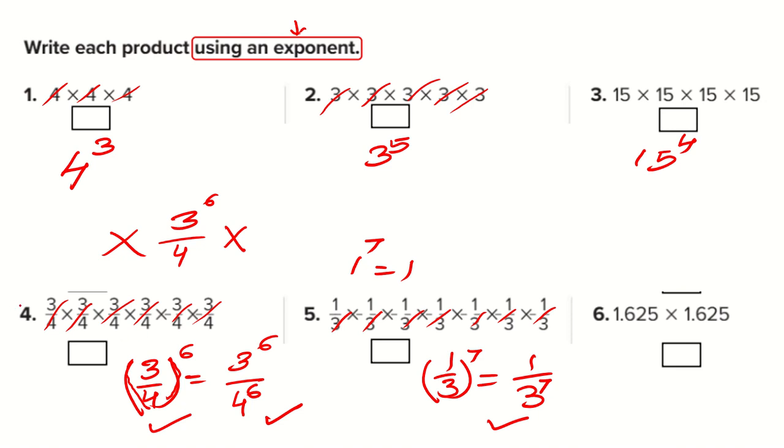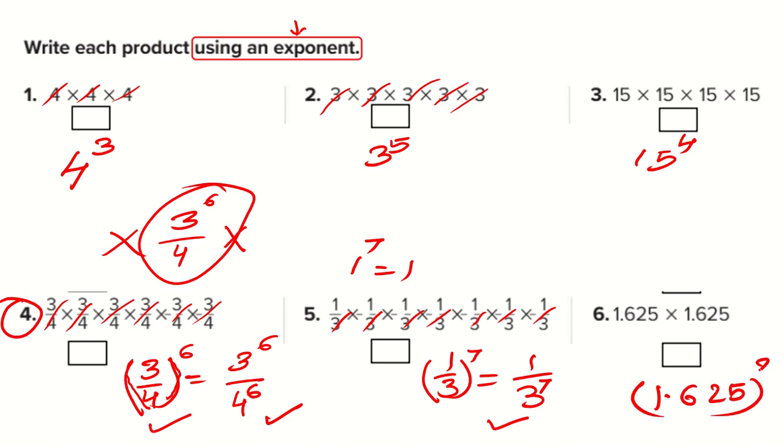But in the fourth question, number 4 here, this is not correct. Why? Because the numerator is 3. Now the last question, number 6, is 1.625 to the power 2, because it is multiplied 2 times only.